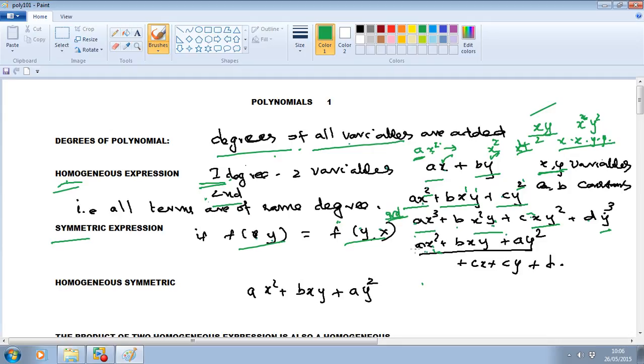So the example is this term: ax square plus bxy plus ay square plus cx plus cy plus d. If you replace x by y and y by x, the first term will become ay square and the third term will become ax square. For bxy, if you replace x by y and y by x, it's still bxy. In case of cx plus cy, if you replace x by y and y by x, it remains as it is. That is a symmetric expression.